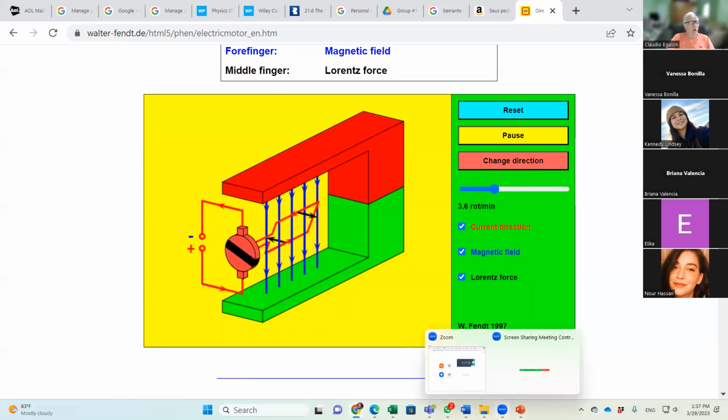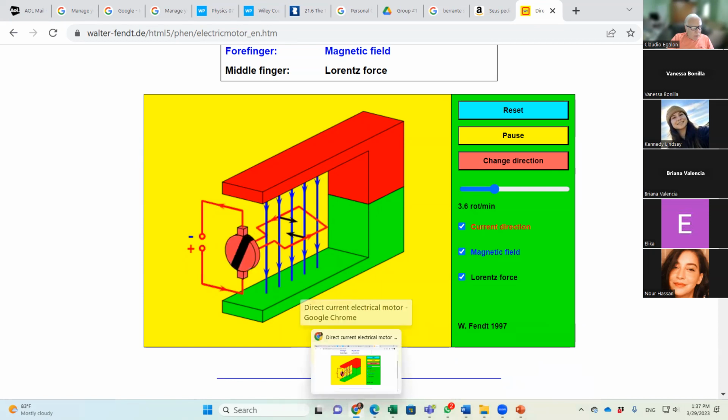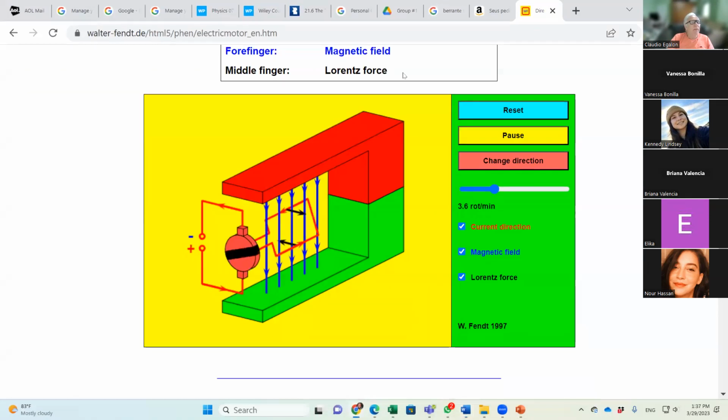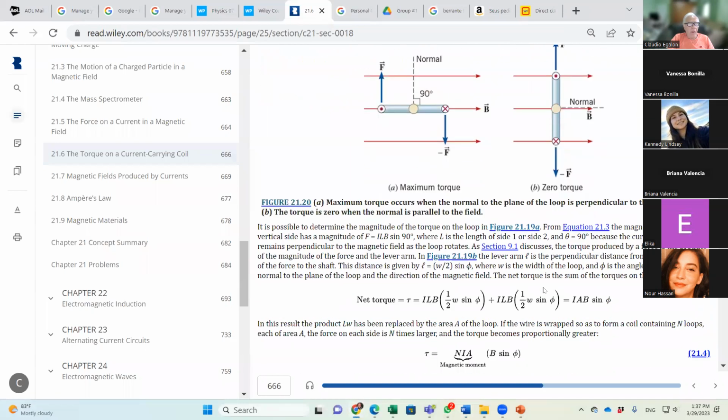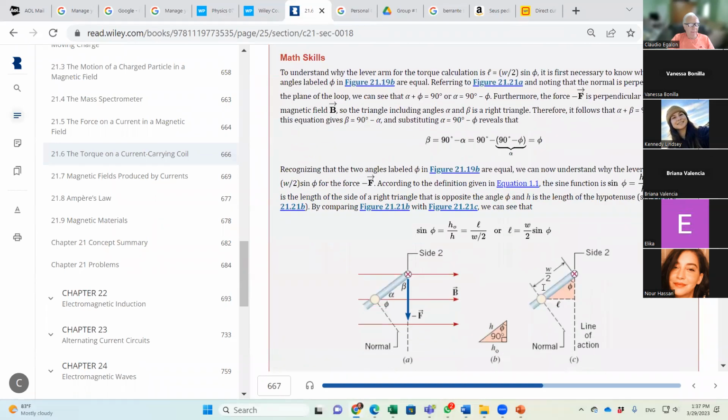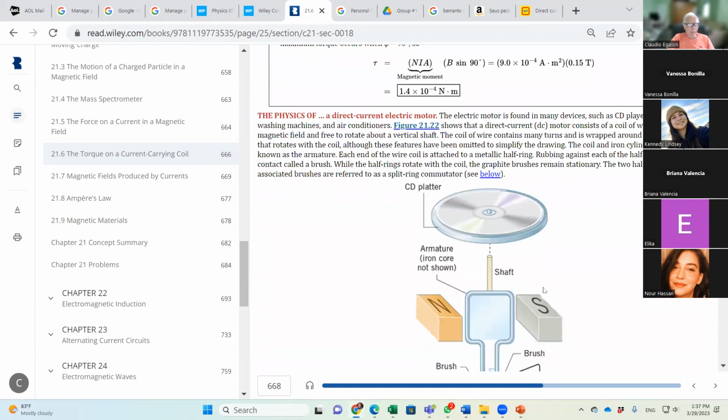Okay, so that's the whole story about the electric motor. We have that here in the book as well. And by the way, they did go through some of the details here. Okay.